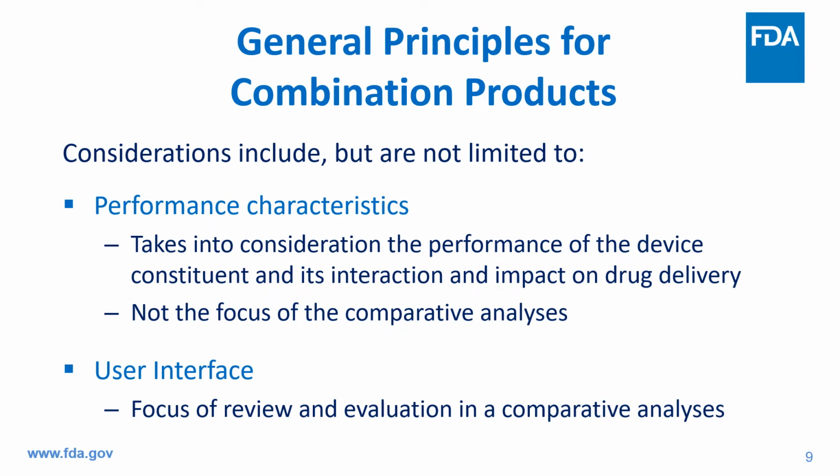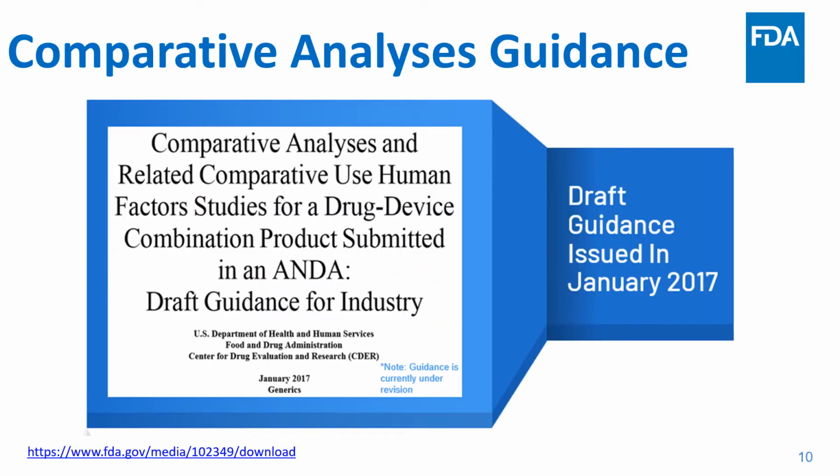a comparative analysis. In January of 2017, the FDA issued the Comparative Analysis and Related Comparative Use Human Factors Studies for Drug-Device Combination Products submitted in an ANDA. And it is this guidance that provides the framework for how the evaluations of a generic product should be done. Please note that this guidance is currently under revision, although it has not been completed at this time of the presentation.